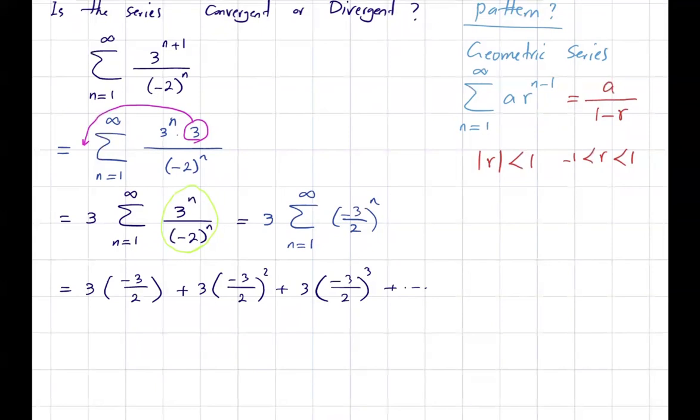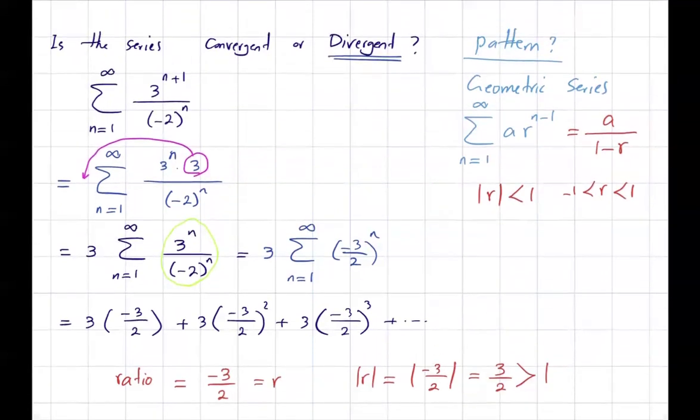Okay, what is the ratio? The ratio is equal to -3/2. If you take the absolute value of your ratio, it is the absolute value of -3 divided by 2, which is 3/2, but this is more than 1. Since it's more than 1, our conclusion is the series is divergent. So we end up with a divergent series since the ratio r is more than 1.